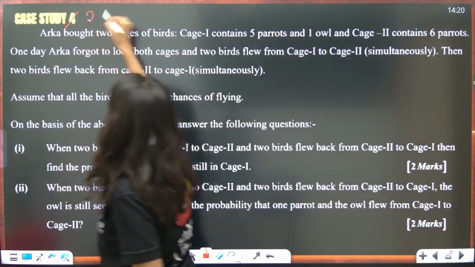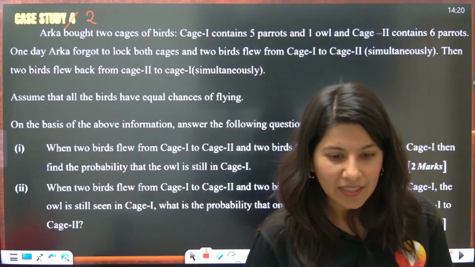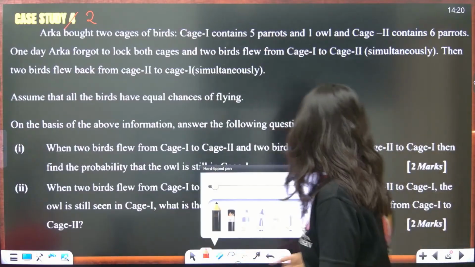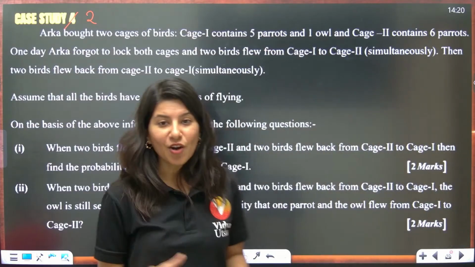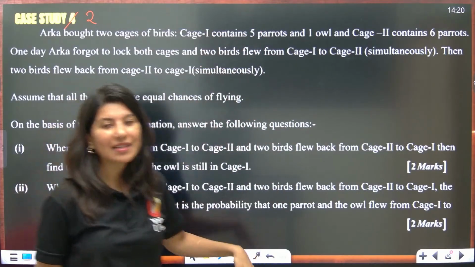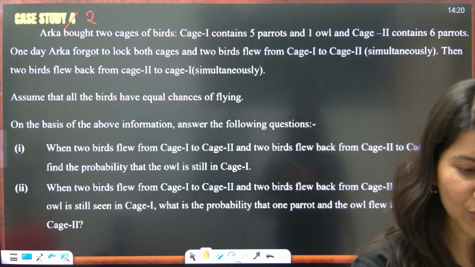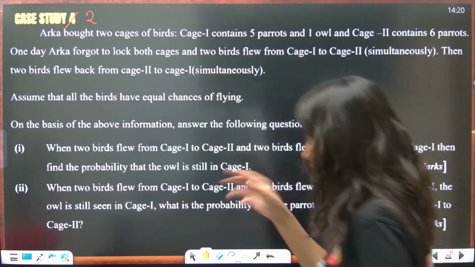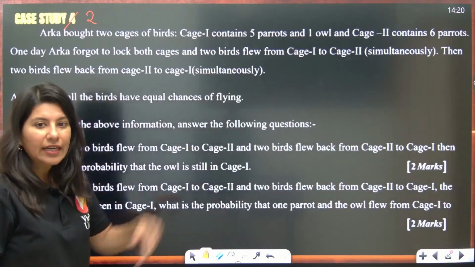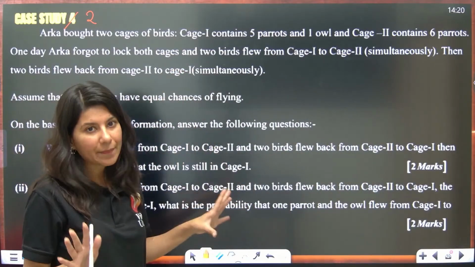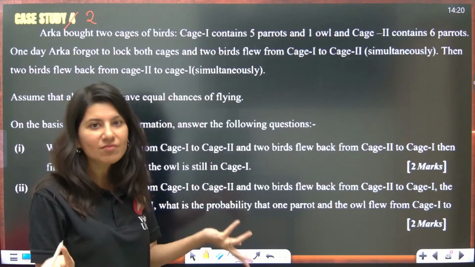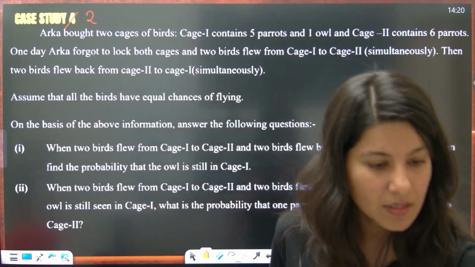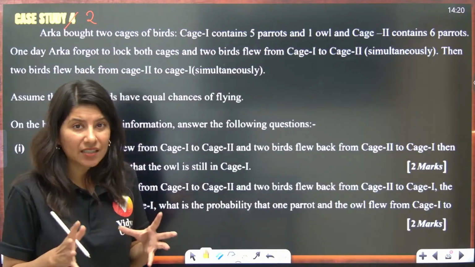Case study based number 2. Now this is a question from probability. Can you see, big question, big passage? You need to have some patience to decode this question. Probability questions are usually not very straightforward. It will take some time to understand what is happening. So have some patience, otherwise we won't be able to understand. That is why case study based problems need some time.